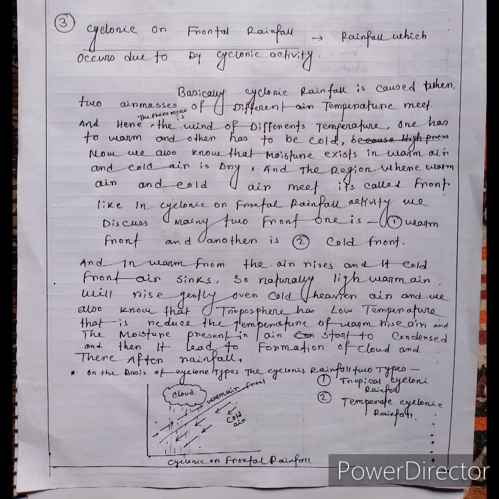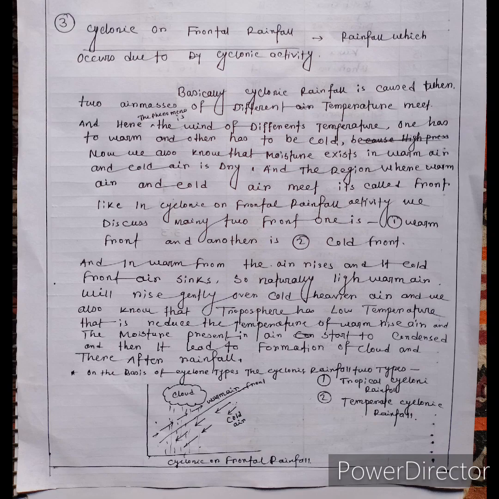Now we also know that moisture exists in warm air and cold air is dry, and the region where warm air and cold air meet is called a front. In cyclonic or frontal rainfall, we discuss mainly two fronts. One is the warm front and another is the cold front. And in the warm front, the warm air rises and cold air sinks.